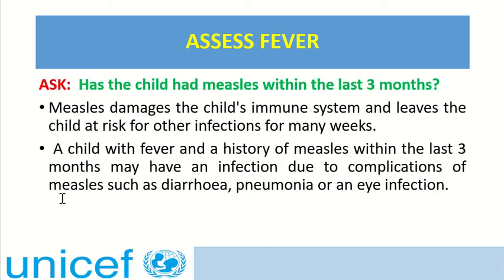Another question you should ask: has the child had measles within the last 3 months? As you know, measles damages the child's immune system and leaves the child at risk for other infections for many weeks. A child with fever and a history of measles within the last 3 months may have infections due to complications of measles, such as diarrhea, pneumonia, or eye infections.